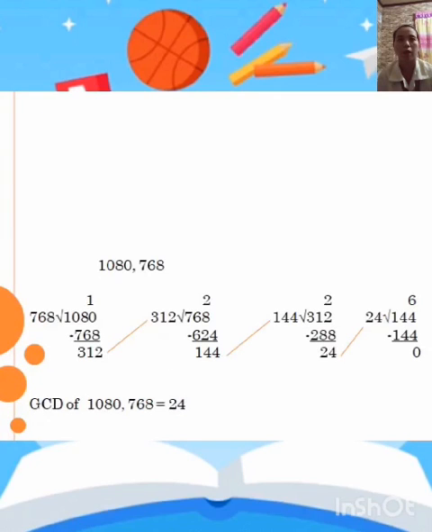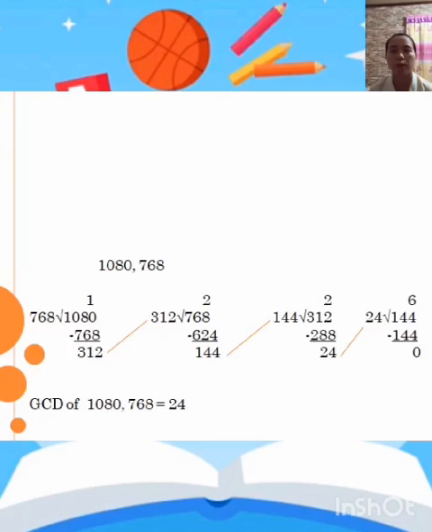Another example. 1080 and 768. Same process, 1080 divided by 768, the quotient is 1. We subtract the product of 1 and 768 from the dividend 1080. The remainder is 312. We divide 768 by 312, the previous divisor. Then subtract again the product of 2 and 312 from the dividend 768, the remainder is 144.